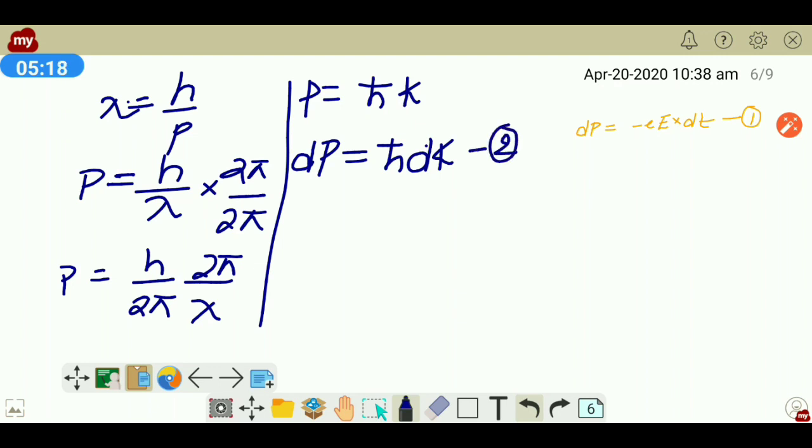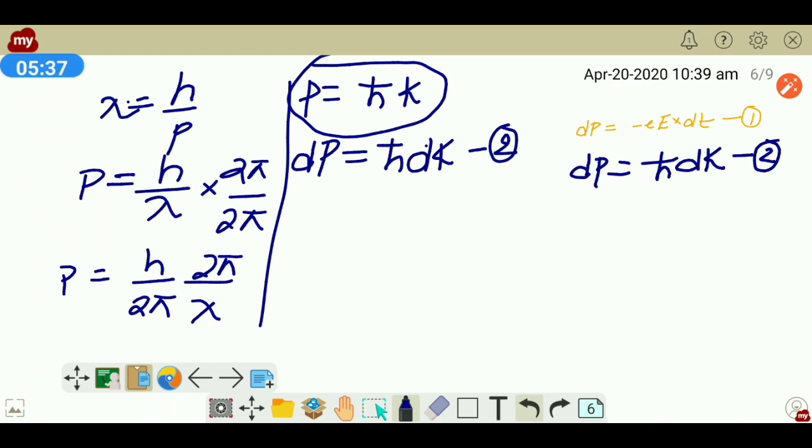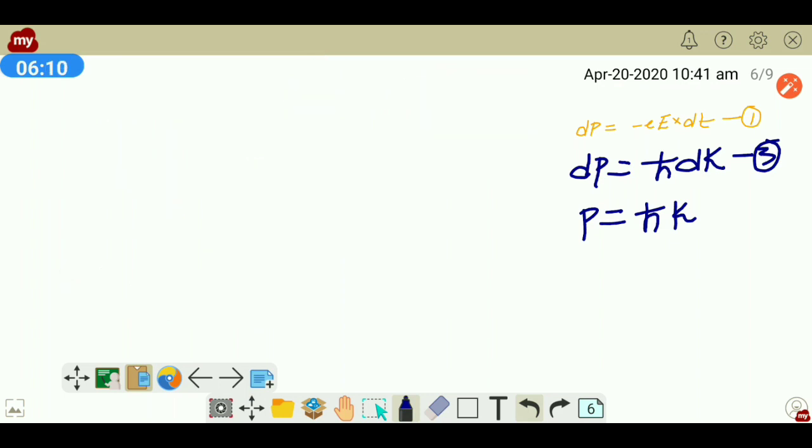Consider this equation as equation 2. Also write this equation here: dp equals h cross dk. And let the above equation, which is p equals h cross k, be equation 2, and consider this dp equation as equation 3. Right? Let us make a change. Consider this equation as equation 3. And p equals h cross k can be treated as equation number 2. Let us also write this equation: p equals h cross k.